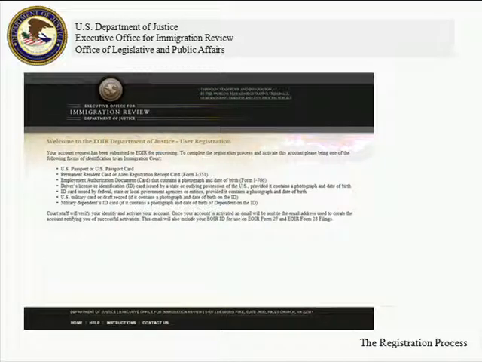Then this is how you will know you have submitted the online portion. You will see the information saying that it's been received or submitted to EOIR for processing, and it will tell you one of the types of identification that you need to take to an immigration court to proceed with the second step of registry, which is the identity verification.